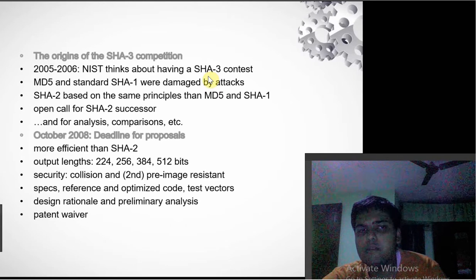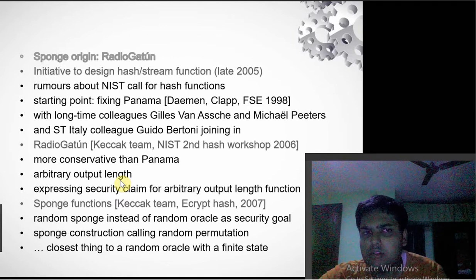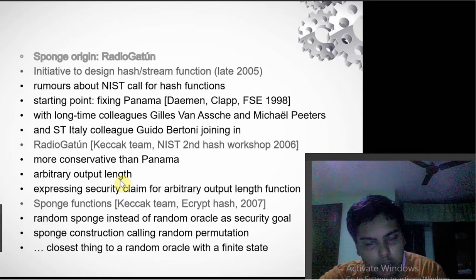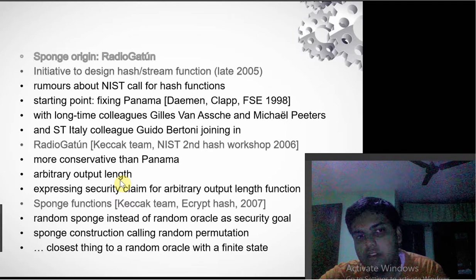First, to start with the origin of SHA3, it mainly started with MD5 and SHA1. Later, they had successors like SHA2. In October 2008, a deadline was proposed, and SHA3 was found more efficient. The rationale and preliminary analysis were brought out, and a patent waiver was considered. Regarding the sponge origin, it started with the NIST call for hash functions, with long-time colleagues Gilles Van Assche and Michaël Peeters, and Guido Bertoni joining in.